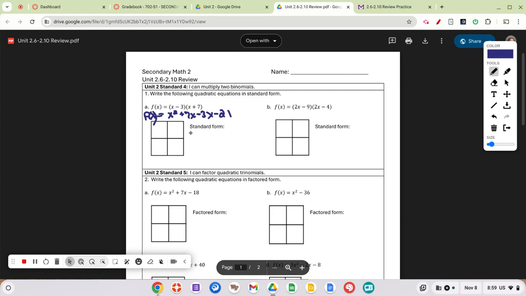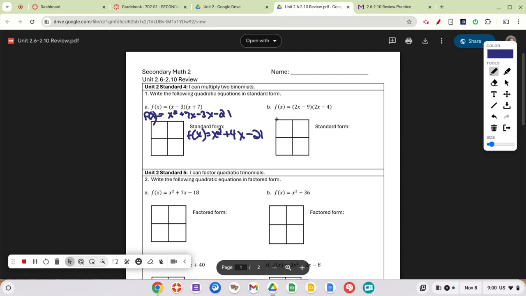Exact same place. Then you would combine your like terms. So I have some x squareds. There's just one of them. I've got a bunch of x's. There are 7 positives, 3 negatives, so there are a total of 4 positives, and then minus 21. Okay, and that's how you'd write that.